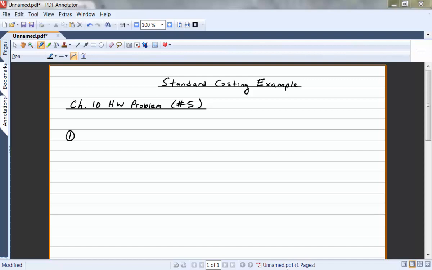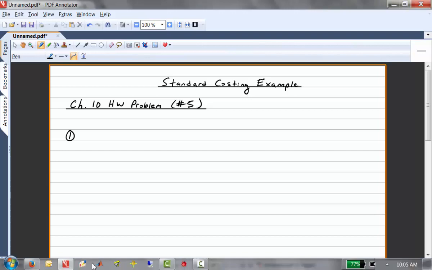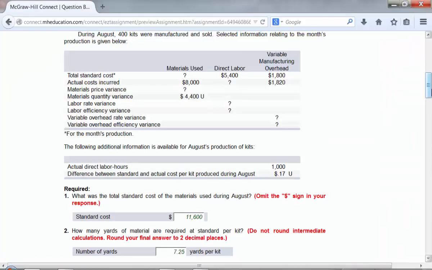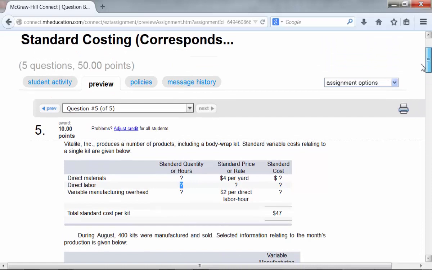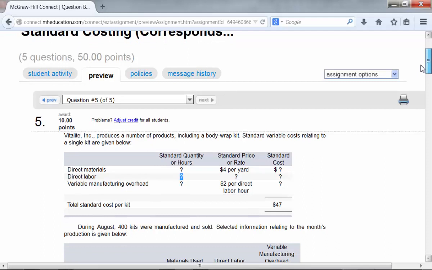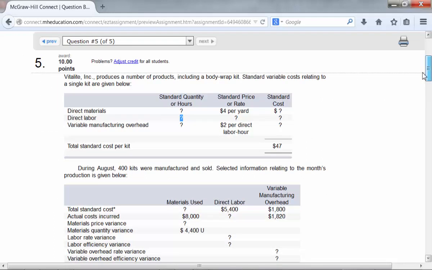In this video we will go over an example of standard costing, and this example comes from your Chapter 10 homework in the online homework system in Connect. So let's pull it up here. If you look at your Chapter 10 homework, question number 5. Now the numbers might be different here because the numbers change every time I pull it up, but it's going to be the same assignment, same question.